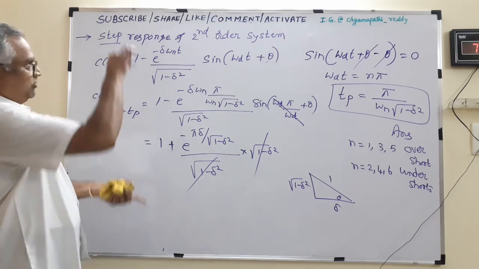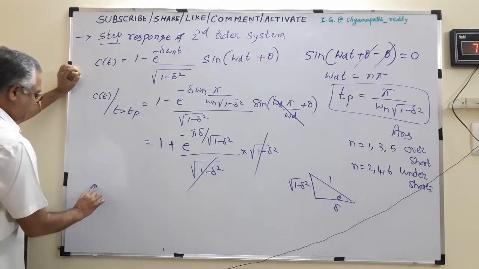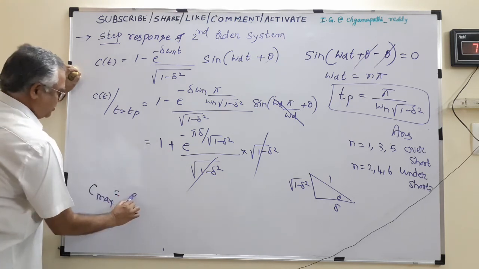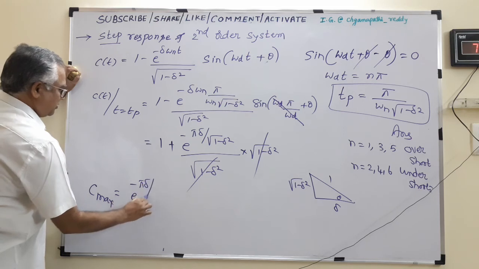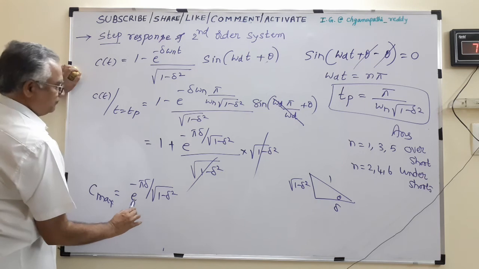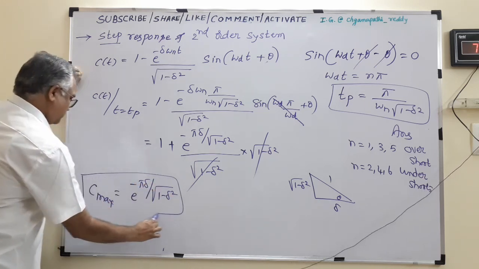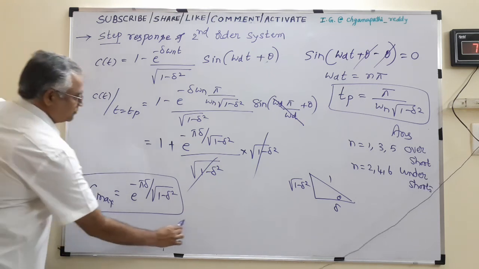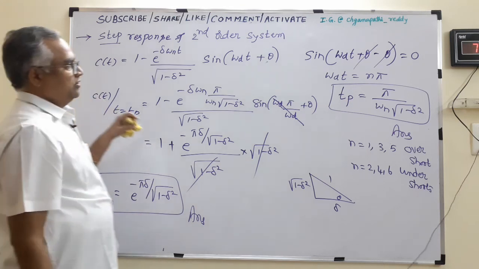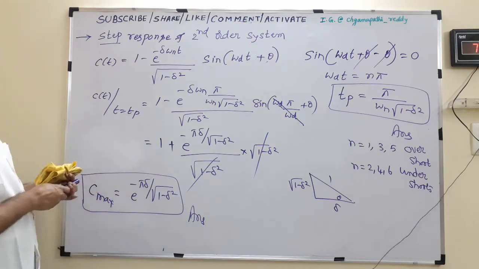So at this time it will go to peak. But to get the maximum overshoot, we have to subtract 1. So the maximum overshoot is, after removing this, e power minus pi delta by root of 1 minus delta square. That's all. This is the maximum overshoot. So the maximum overshoot formula is done, the peak time formula is also done. These two formulas are derived.